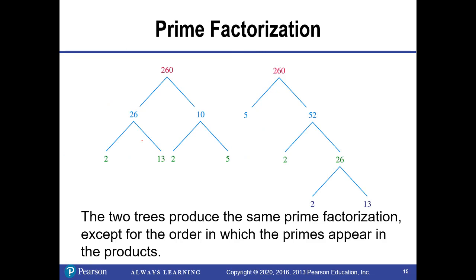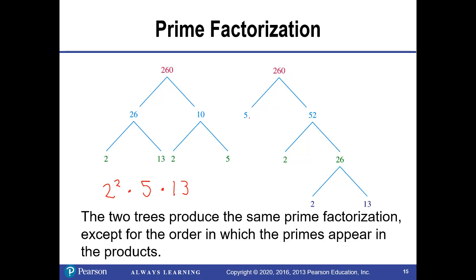That's what this slide is showing. They started with 260. So they pretend two different people did a prime factorization of 260. One person, using probably divisibility rules, realized, oh, 260 is 26 times 10. And then 26 is 2 times 13. 10 is 2 times 5. So 260 is going to be 2 squared times 5 times 13.